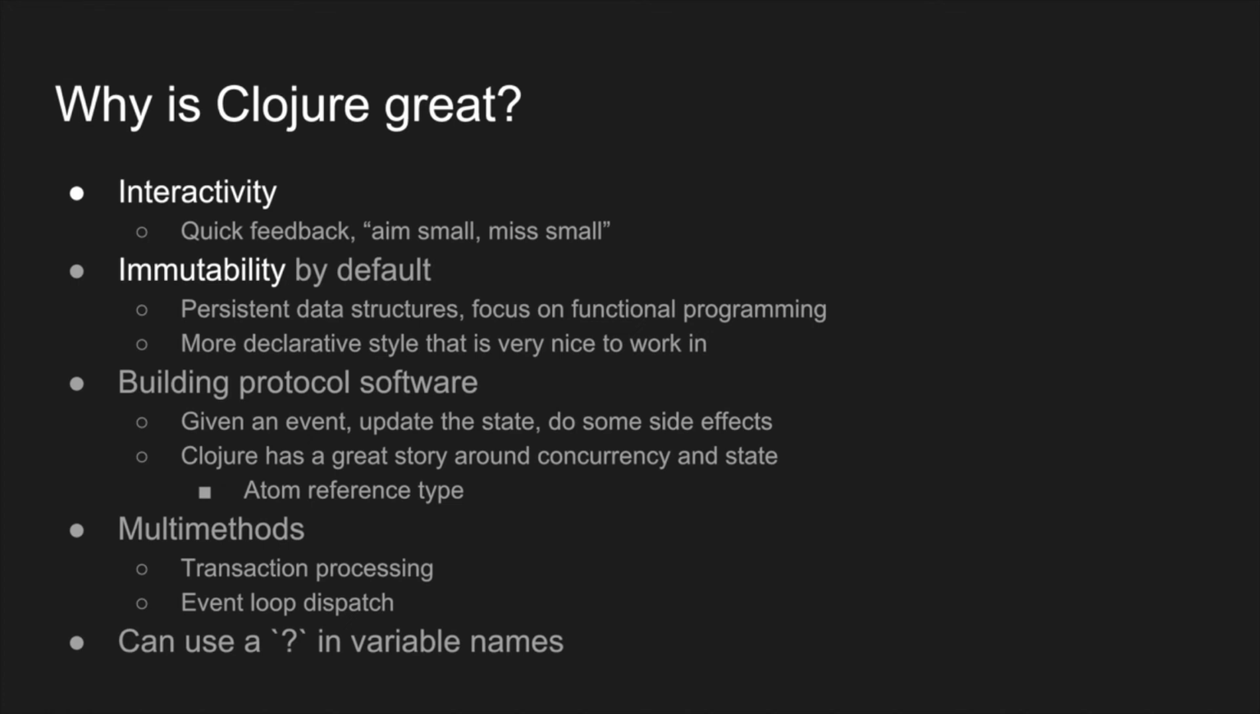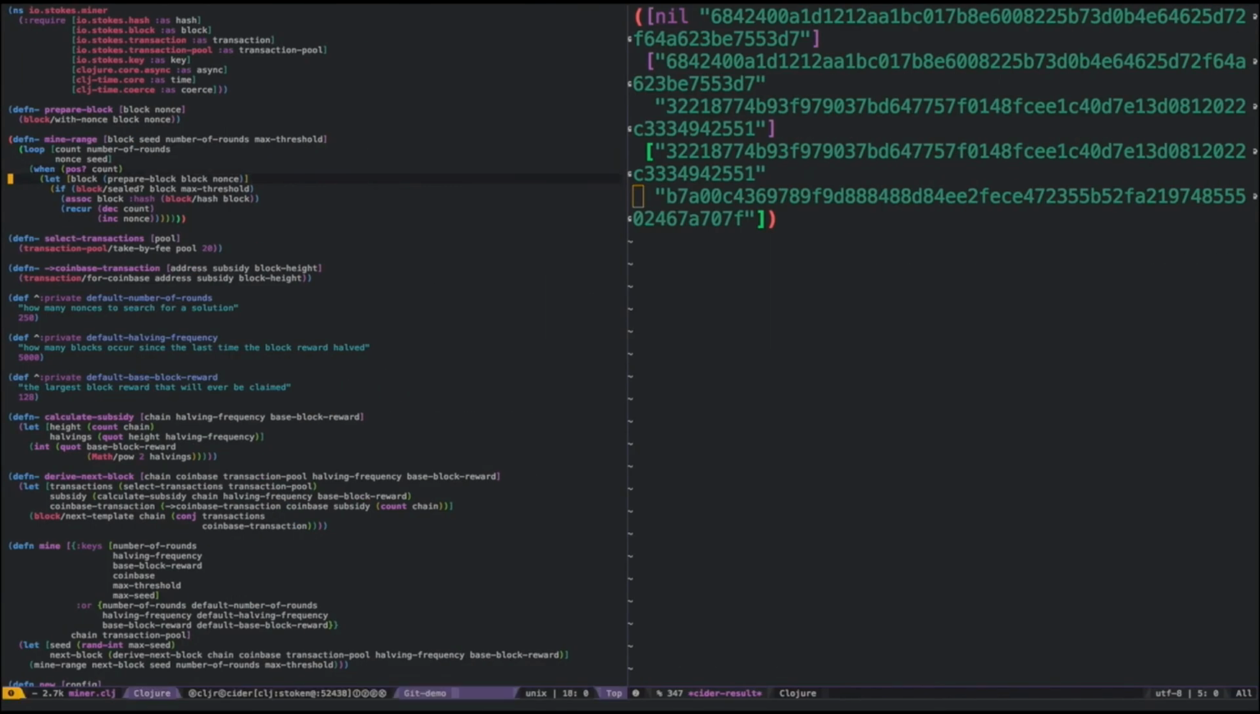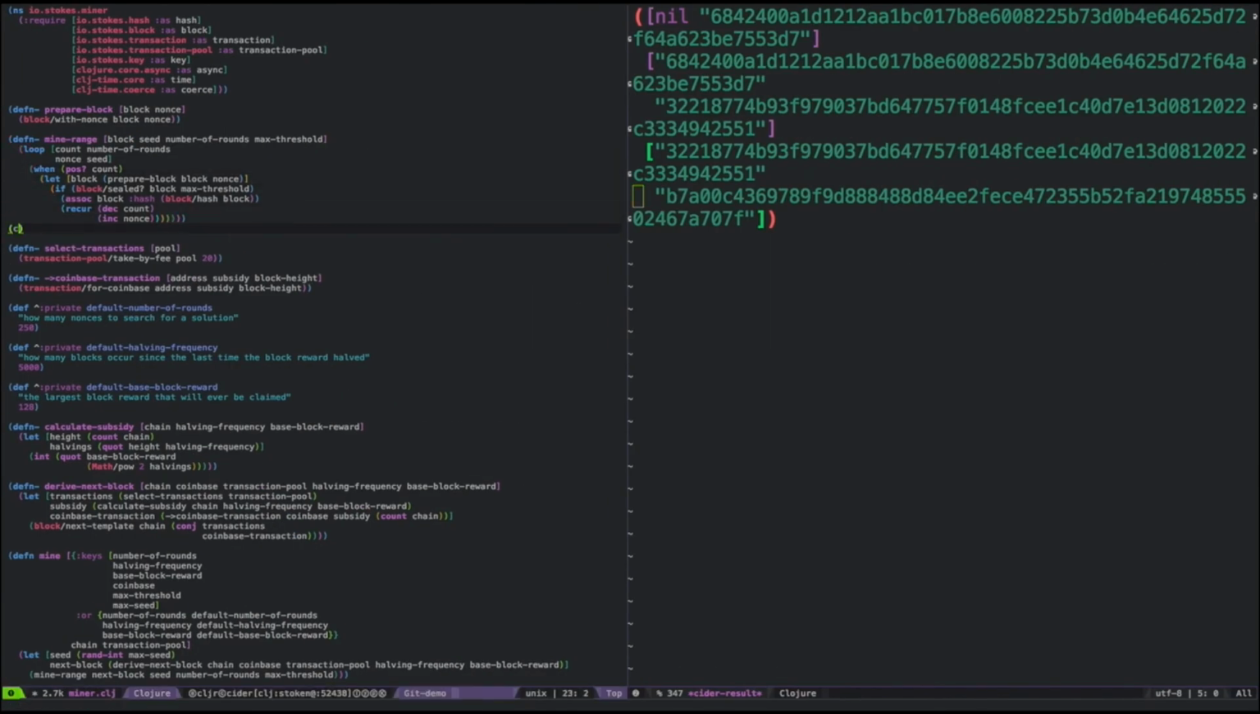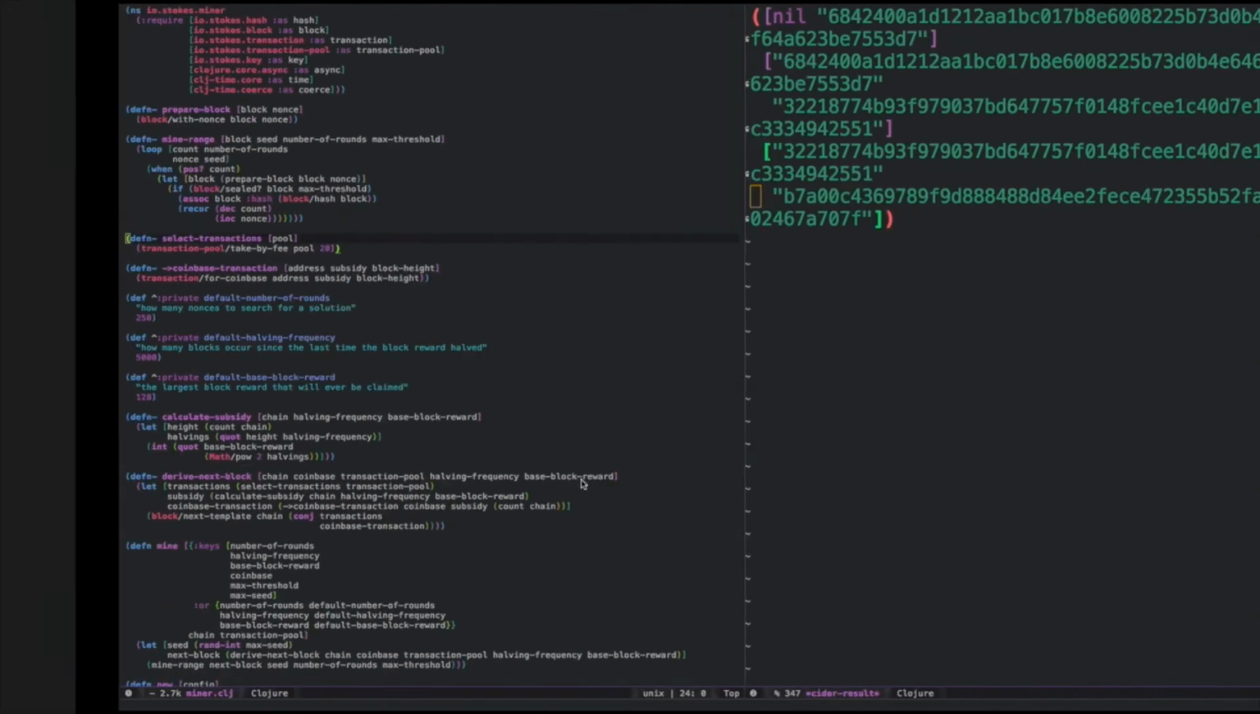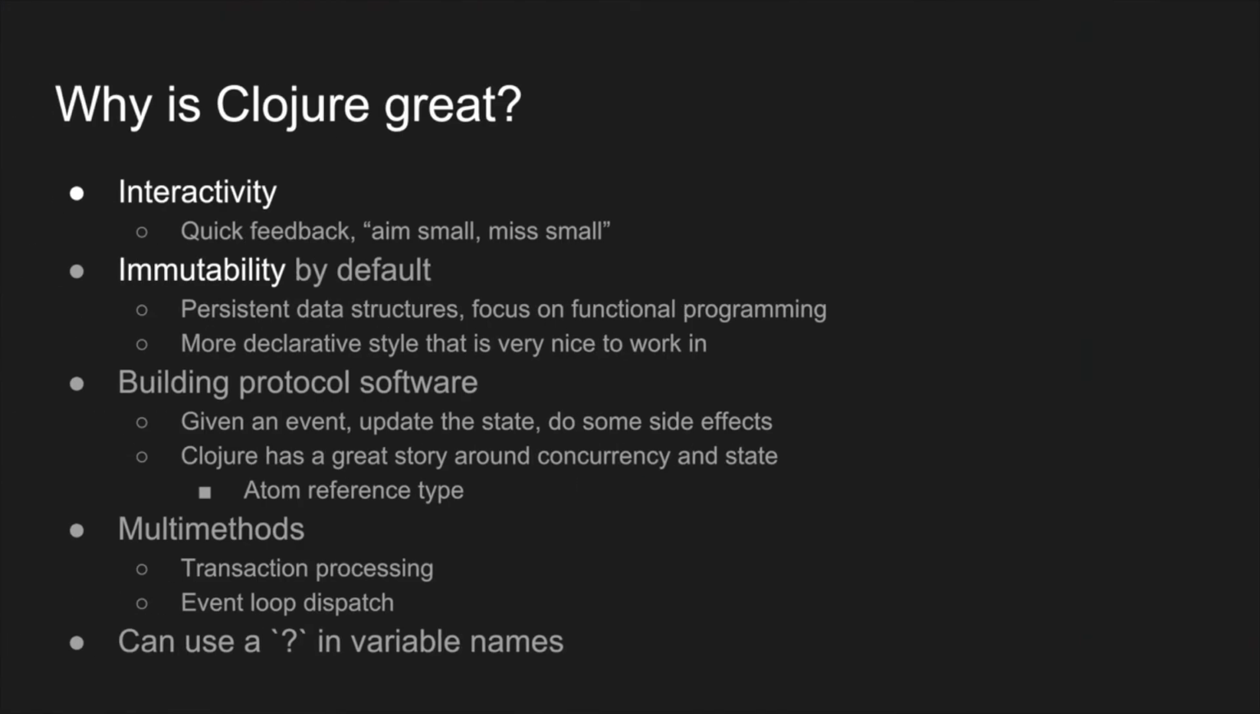So I'll wrap up. Why is Clojure great? Two things I want to point out. First, the interactivity. I don't know of another language where I can just sit here in my editor and try out code as I'm going. It's right there. It encourages this sort of incremental development style.